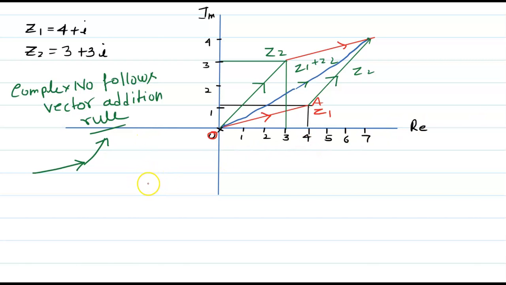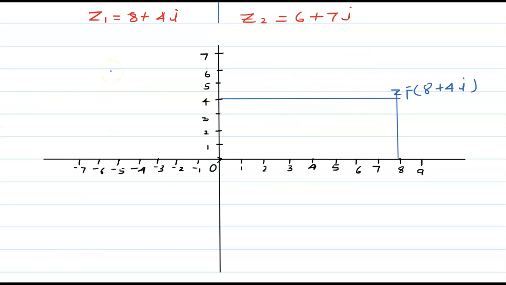Okay, now if we want to do another example, let's take z1 equal to 8 plus 4i and z2 equal to 6 plus 7i. So how are we going to do this? Let's construct the axis for this. So here z1 is 8 plus 4i, z2 is 6 plus 7i. So I have taken z1, that is 8, and here it is 4, 8 plus 4i. So this is representing z1.